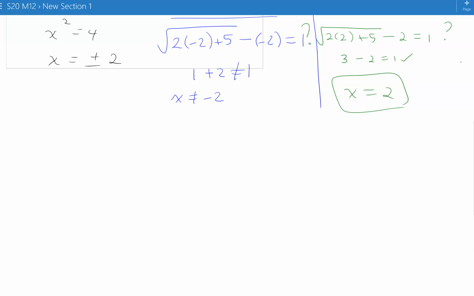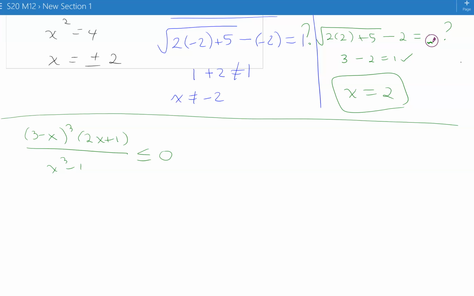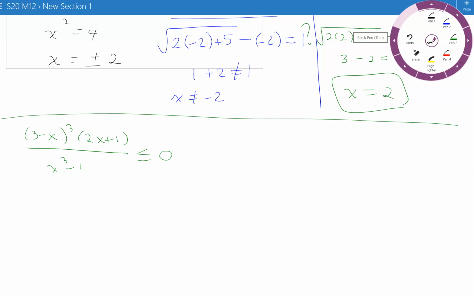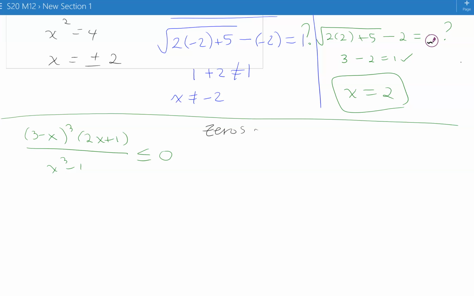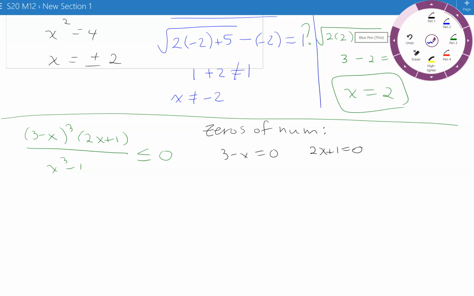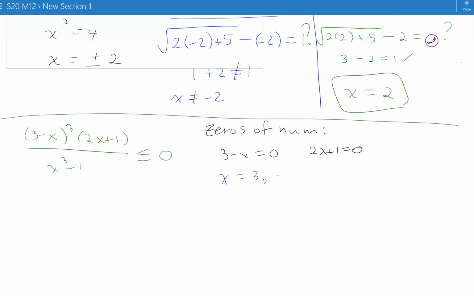Okay, so let me copy the problem. We have 3 minus x quantity cubed times 2x plus 1 in the numerator over x cubed minus 1, and we want to know for what values of x is this less than or equal to 0. So non-positive, you could say. So first we're going to find zeros of the numerator. We want to know when 3 minus x equals 0 and when 2x plus 1 equals 0. That's going to give us x equals 3 and -1/2.